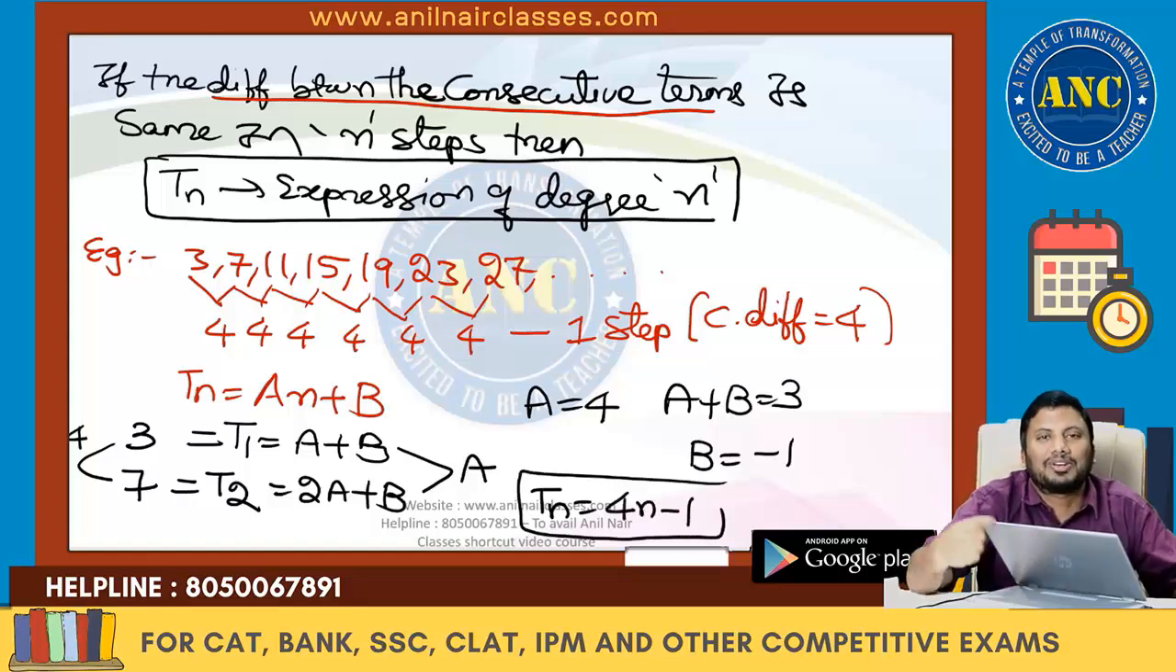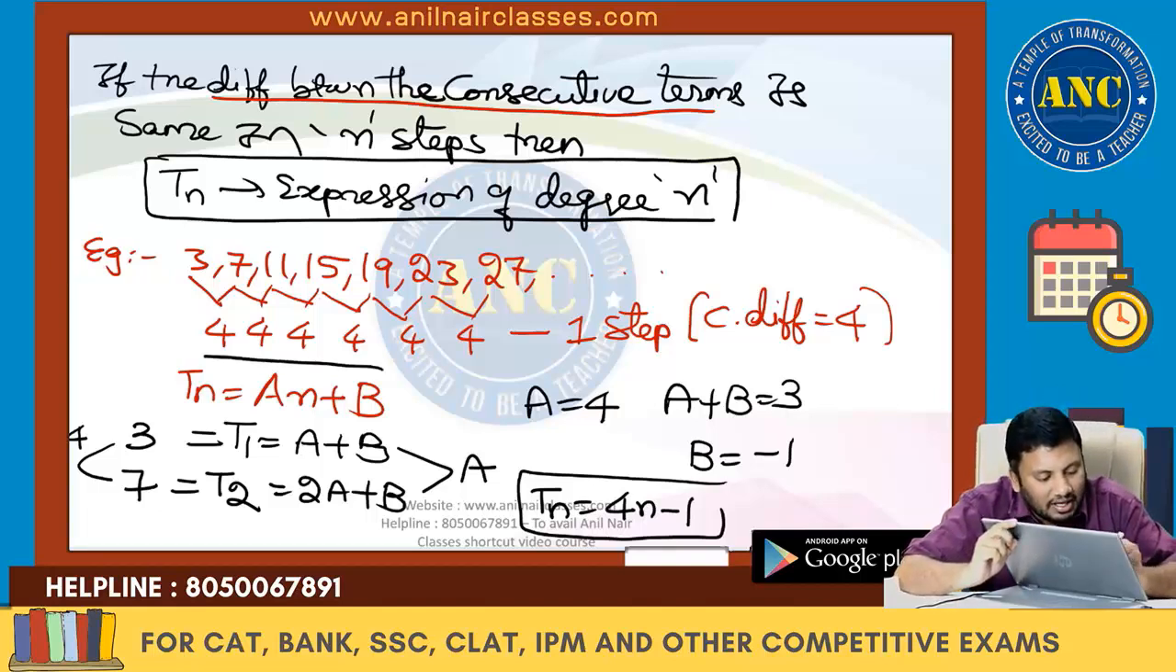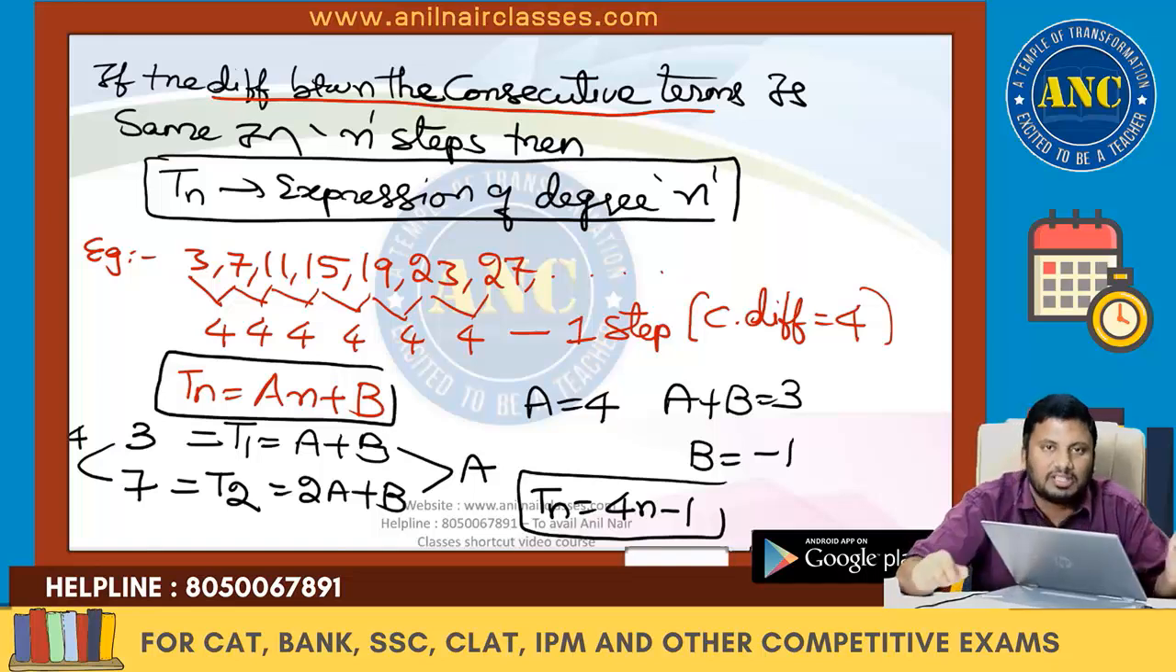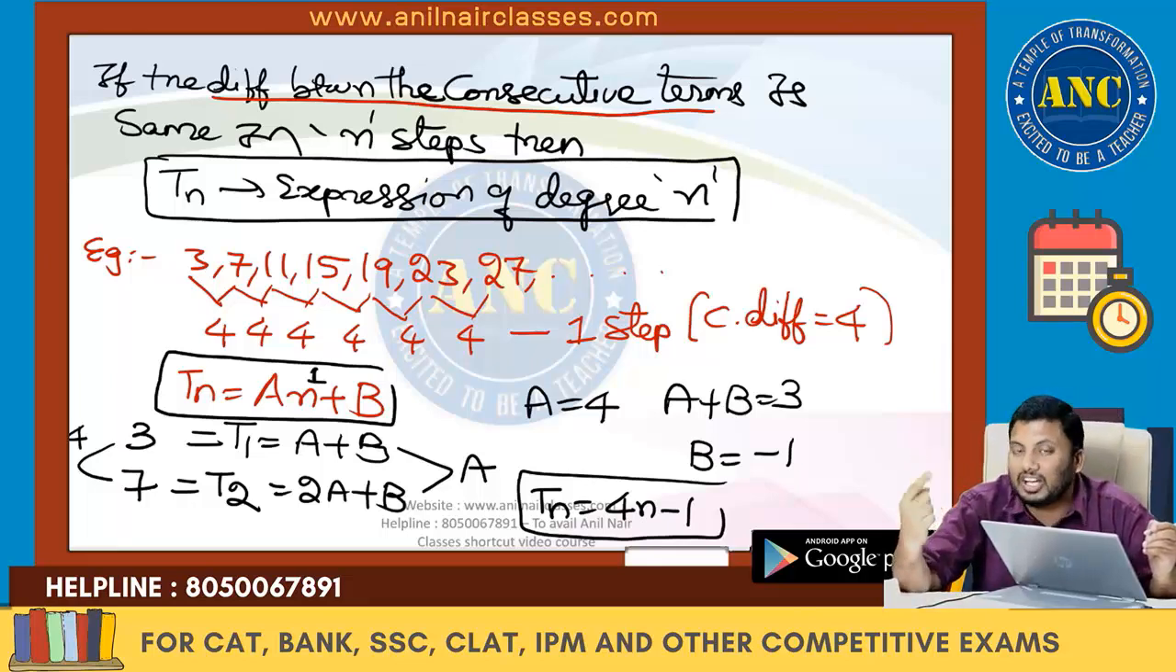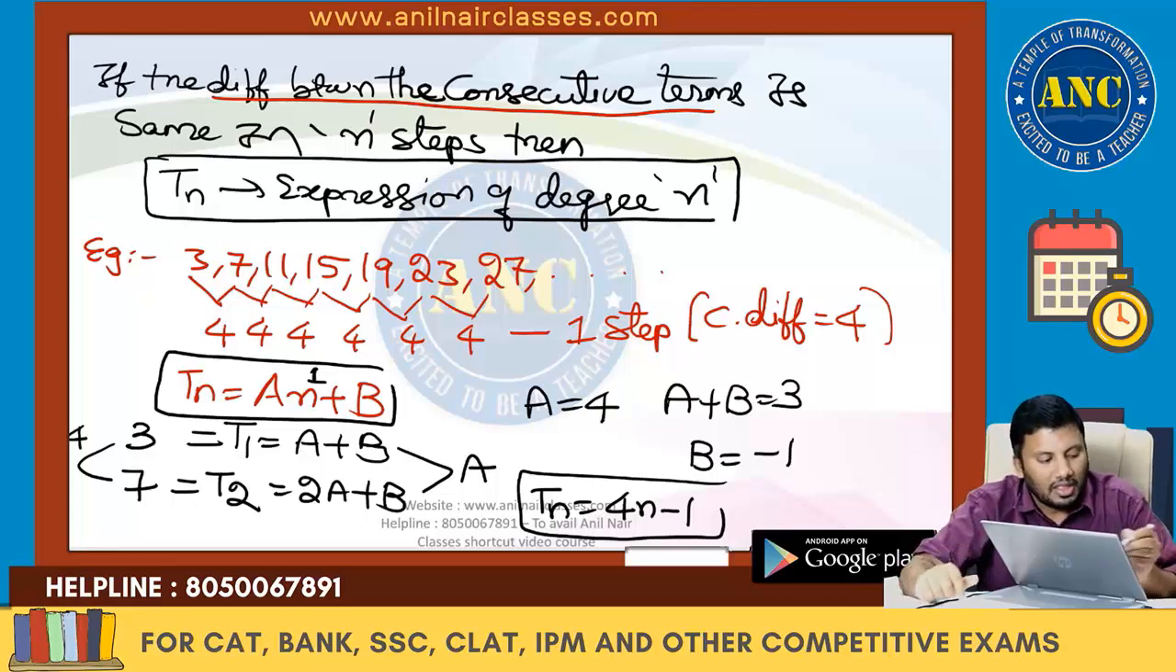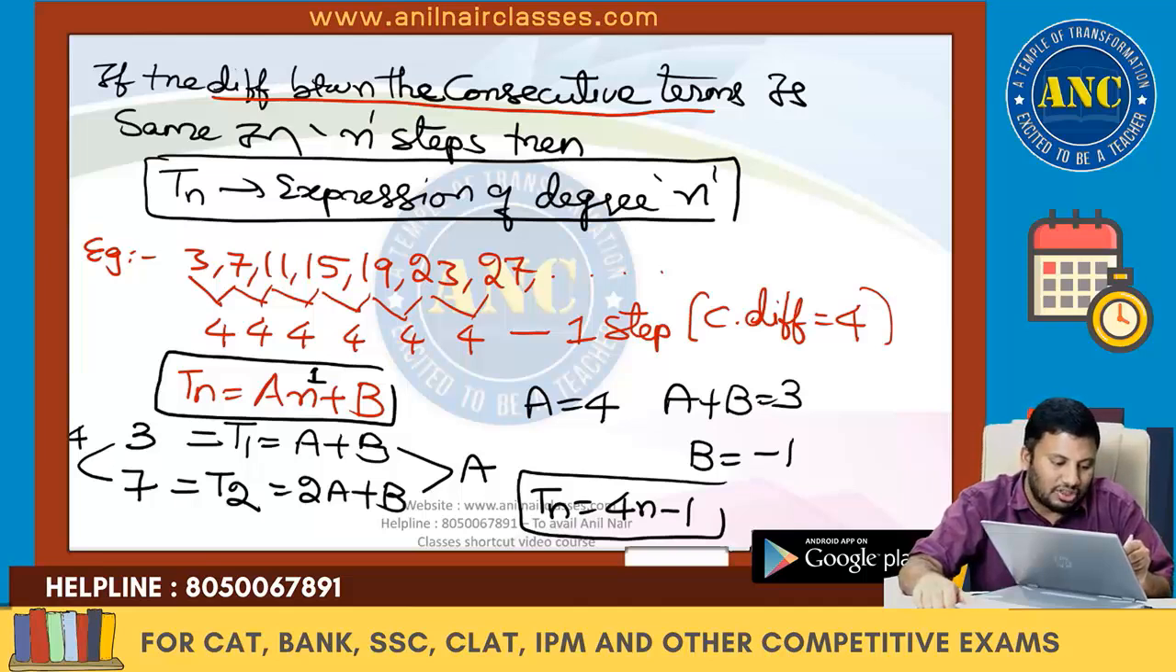You don't need to use an AP series. If the difference is constant in one step, then nth term is an expression with degree 1 for n. This is a very beautiful way of looking at arithmetic progression from a linear expression point of view. Difference is constant in one step: 4, 4, 4, 4, 4. So Tn is equivalent to an plus b.